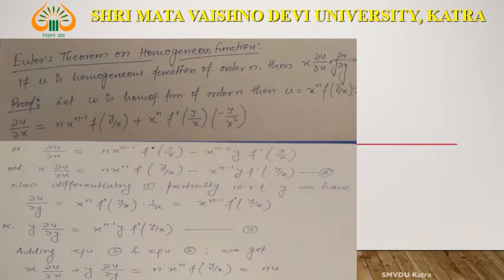Now, we already studied partial derivatives. What is the meaning of a partial derivative? Now we will discuss Euler's theorem on homogeneous functions.